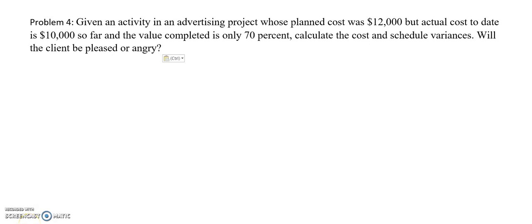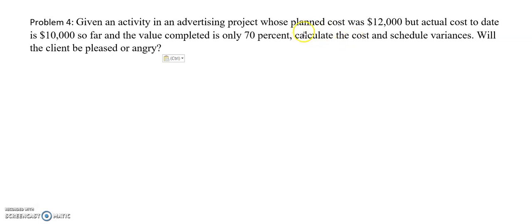Problem 4. Given an activity in an advertising project whose planned cost was $12,000, but actual cost to date is $10,000 so far, and the value completed is only 70%. Calculate the cost and schedule variances. Will the client be pleased or angry? So let's find it.